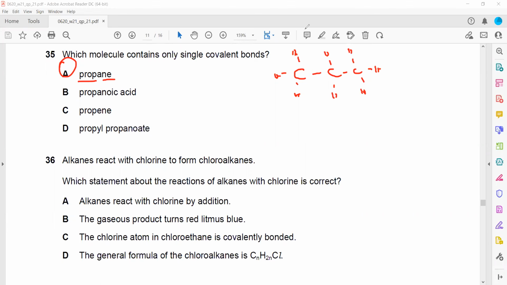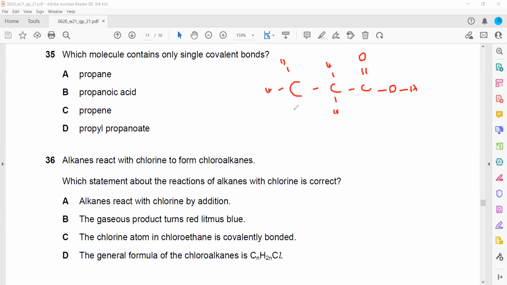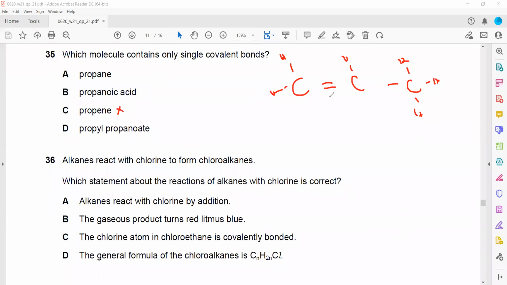Why not propanoic acid? If I draw propanoic acid, prop means 3 carbons and "oic acid" means C double bonded with O and OH. So propanoic acid contains a double bond, so it cannot be the answer. A is the right answer, as we already marked. Then why not propene? Prop means 3 carbons and "ene" means there is a double bond. So propene cannot be the answer because a double bond is present.